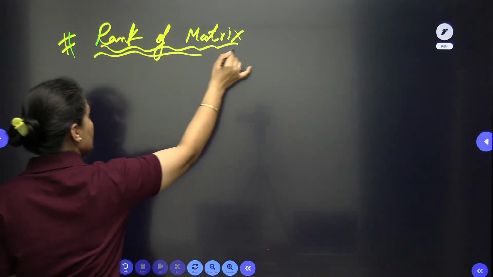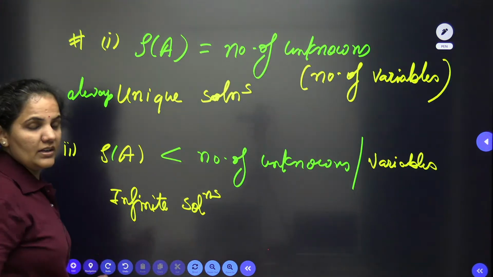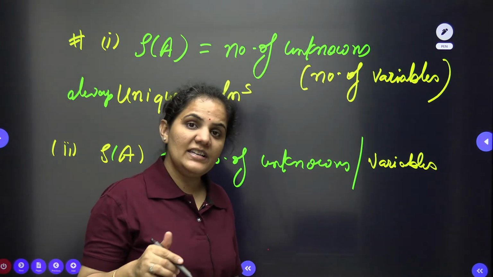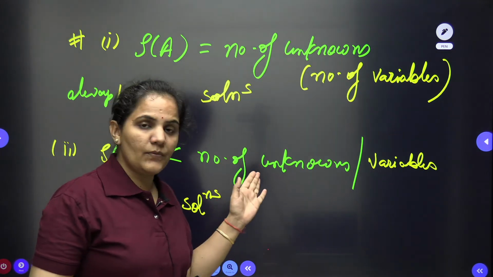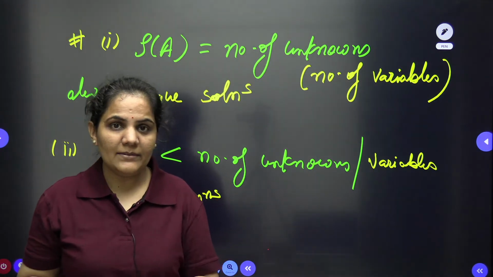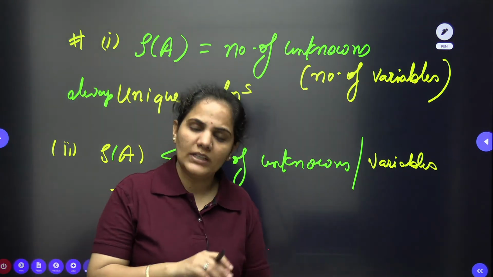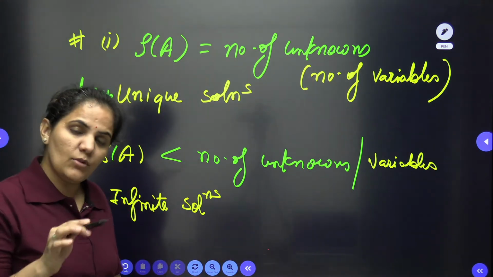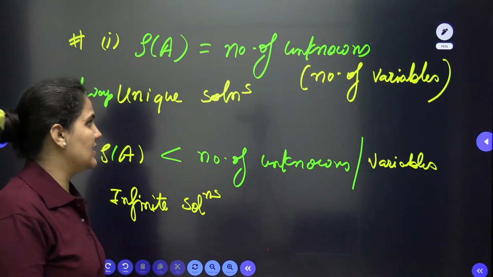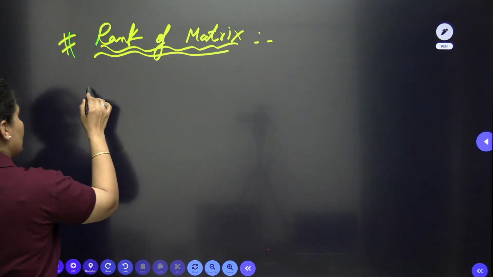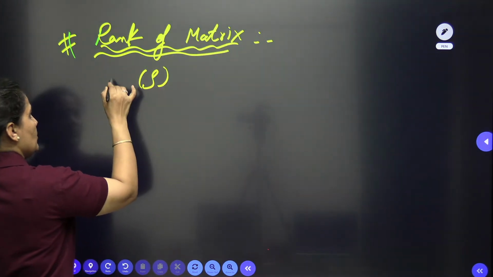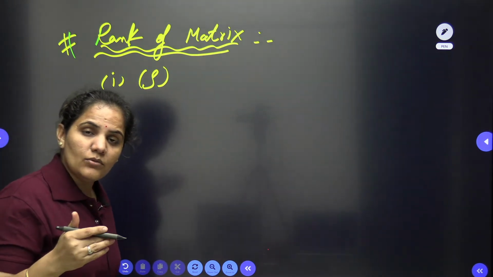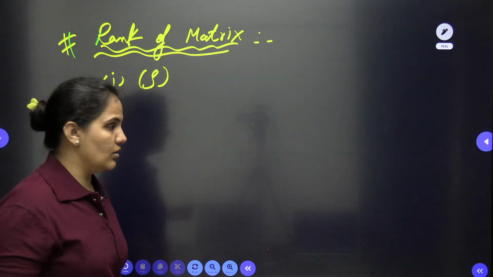What is the rank of a matrix? Why are we finding rank? To find which type of solution our system of equations has. If I need to check whether my given system of equations has a unique solution, infinitely many solutions, or no solution, we need to identify the rank. That's why only in systems of equations do we consider the rank of a matrix. Rank is denoted by rho, first of all. We find rank for checking whether any system of equations has a solution or not.